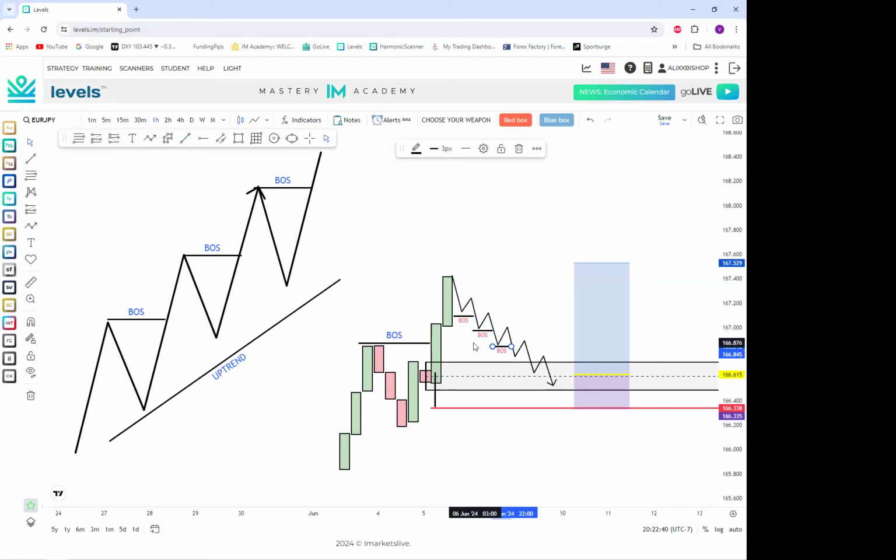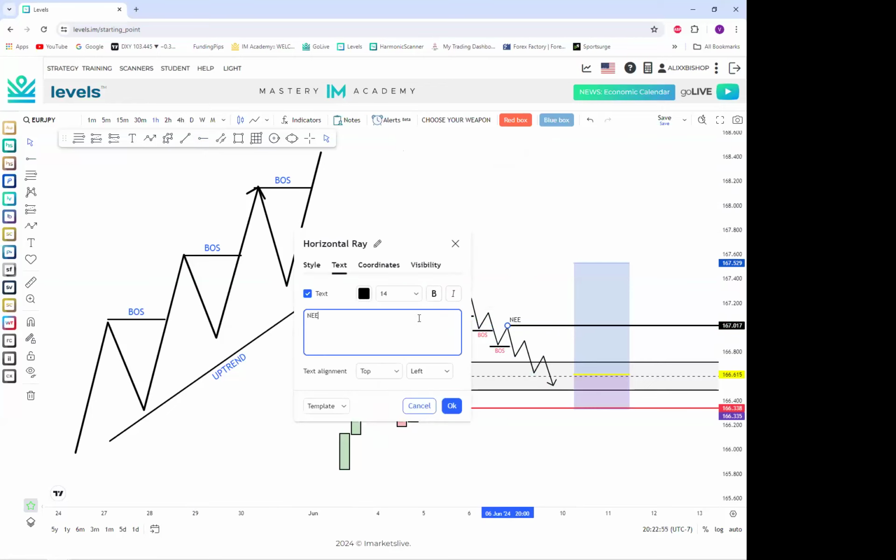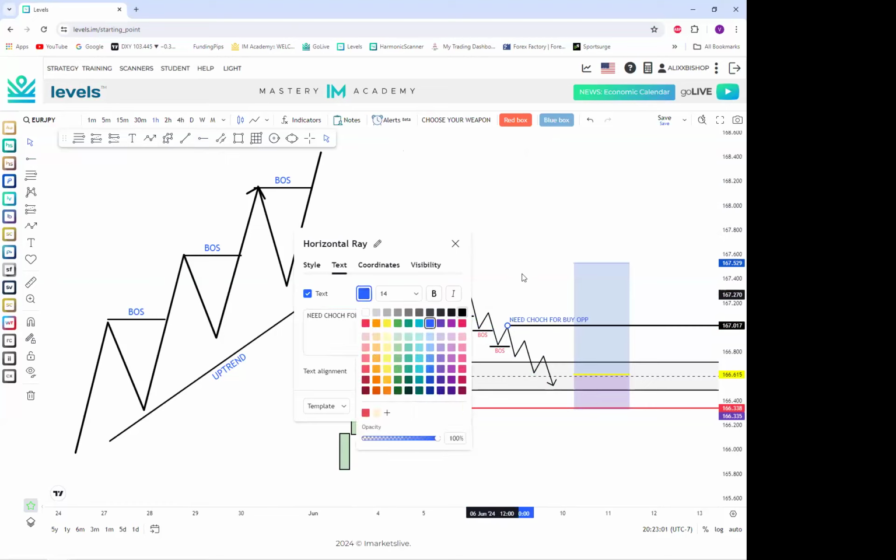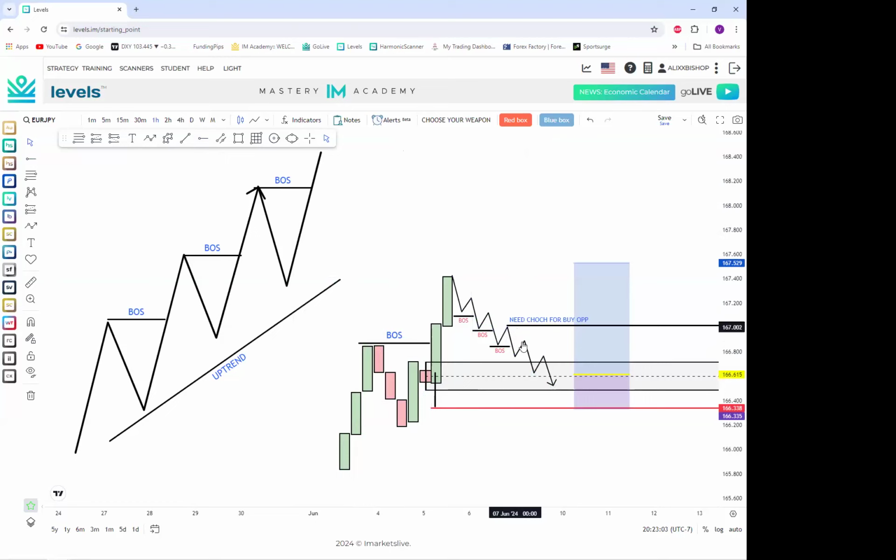Yes, Manny. So the lows. Yes, we have to mark up our lows, right? But we also have to mark up the previous high, right? We also have to have our change of character line. Need change of character for buy opportunity. Right? If market doesn't break and close above, we're not gonna buy yet.